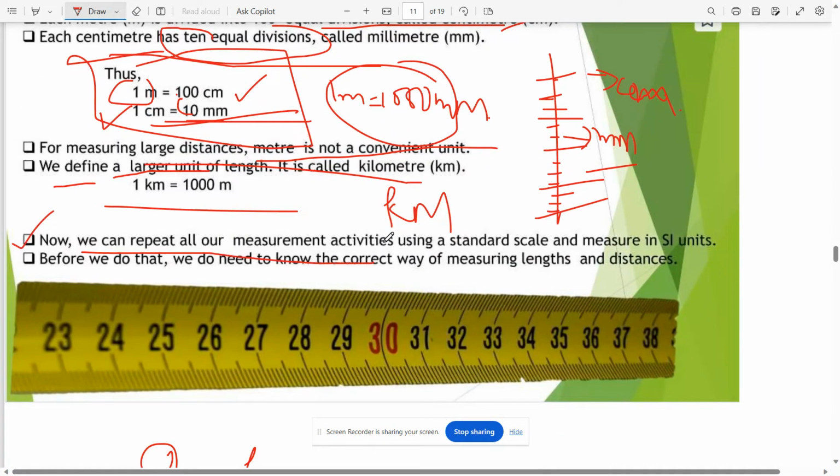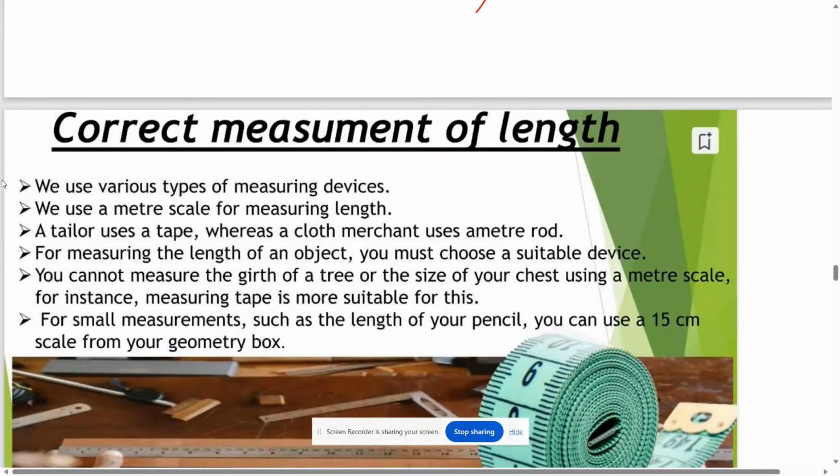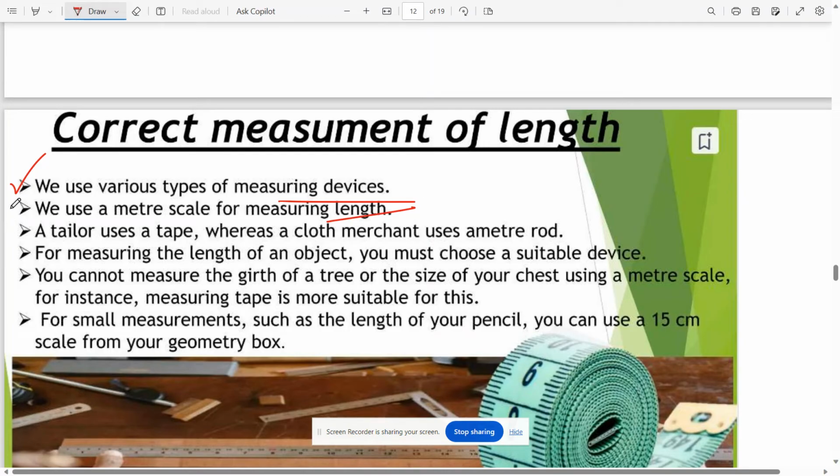Now we can repeat all our measurement activities using a standard scale and measure in SI units. Before we do that, we need to know the correct way of measuring lengths and distances. The correct ways are as follows. We use various types of measuring devices like meter scale, inch tapes, etc., for measuring lengths. A tailor uses a tape, whereas the cloth merchant uses a meter rod. For measuring the length of an object, you must choose a suitable device.